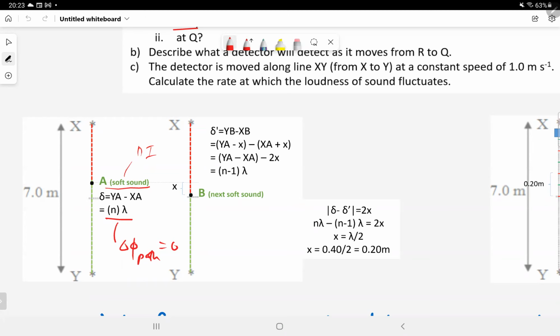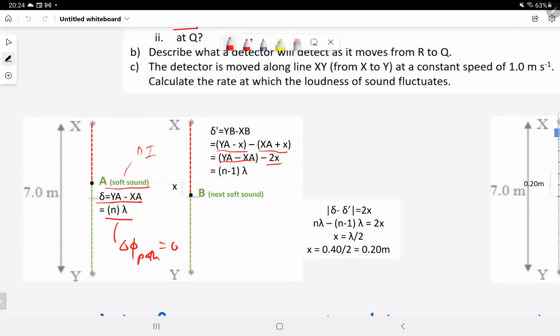Suppose you let the detector move to the next position where you have the soft sound again, and that will be point B. So what will point B be? Consider this distance that the detector moves is called x. In terms of YA and XA, YB and XB will simply be YA minus x and XA plus x. Essentially, it gives you the same thing as before, but minus 2x.